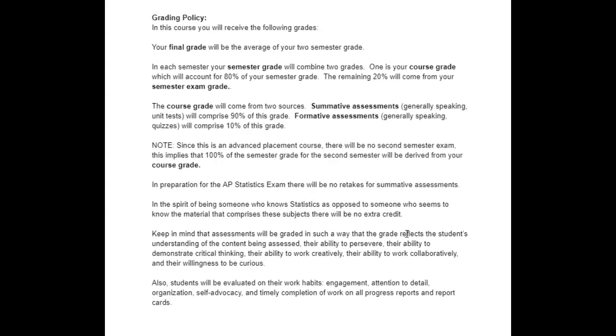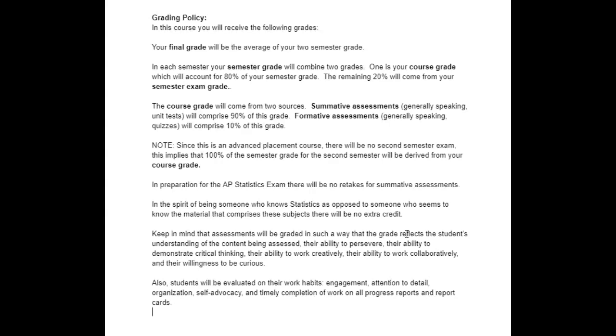Because this is an AP course, I am not doing retakes on summative assessments, but there will be a substantial curve on the assessments themselves. It's always a good idea to go back and try to figure out the problems that you missed and why you missed them, but we are not doing retakes on summative assessments. In the spirit of being and not seeming, there is not extra credit, right? So we want you to actually know statistics and not chunk your way through it by doing extra credit work.